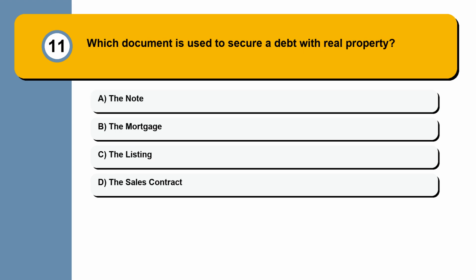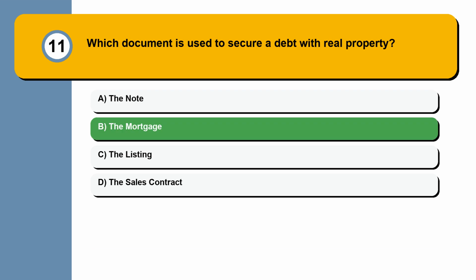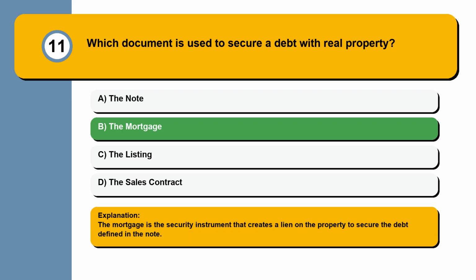Question 11. Which document is used to secure a debt with real property? The note, the mortgage, the listing, the sales contract. The mortgage is the security instrument that creates a lien on the property to secure the debt defined in the note.